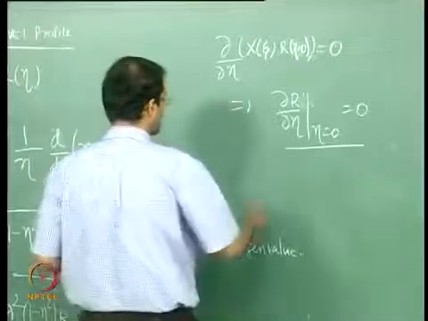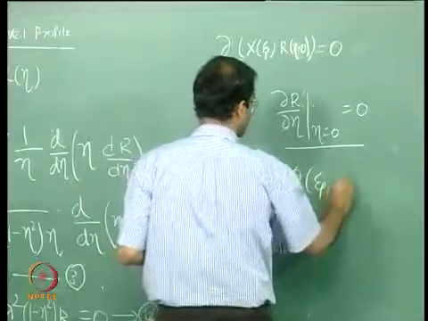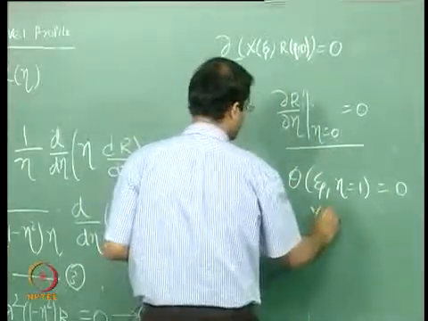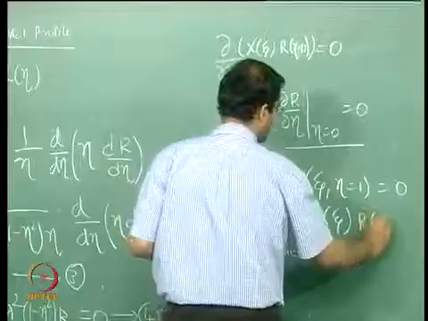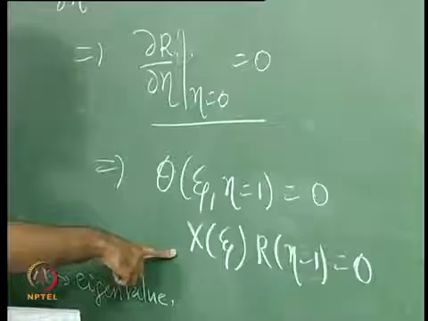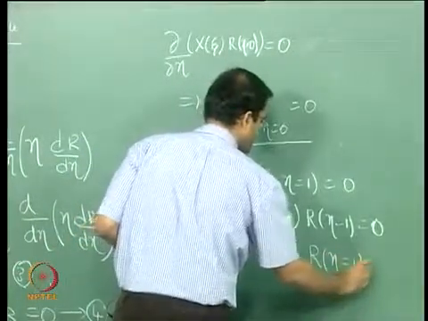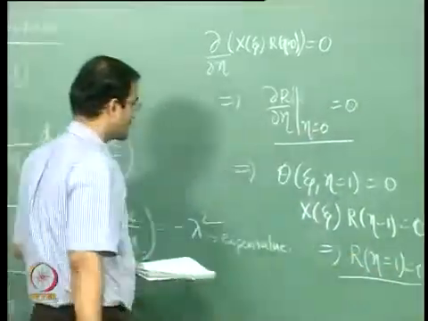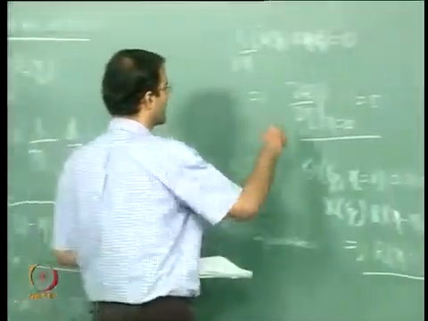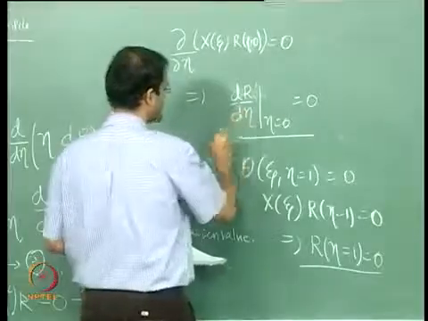The other boundary condition, that is theta at zeta, eta equal to 1, this is equal to 0, the same way. So once again I can say my X of zeta into R of eta equal to 1 is equal to 0. So once again X cannot be 0, so therefore this indicates my R at eta equal to 1 should be 0. So therefore these are the two boundary conditions with respect to eta, and this will be a normal derivative, not the partial one, because R is a function of only eta.